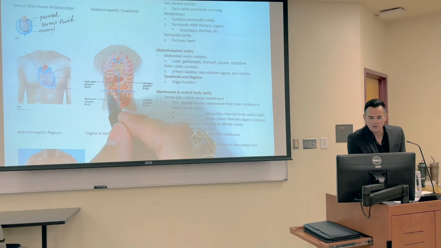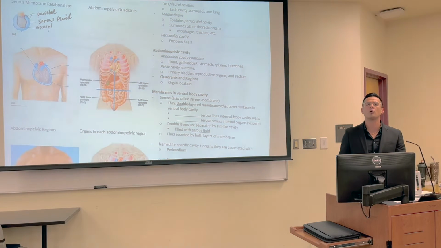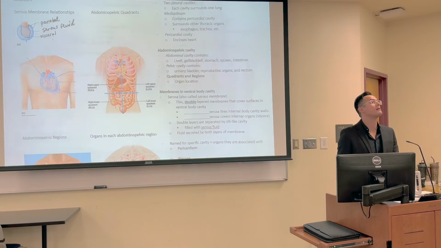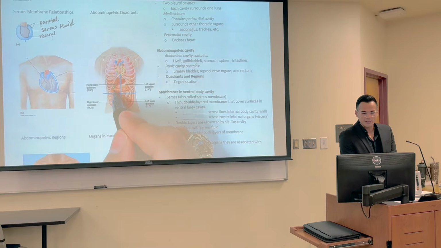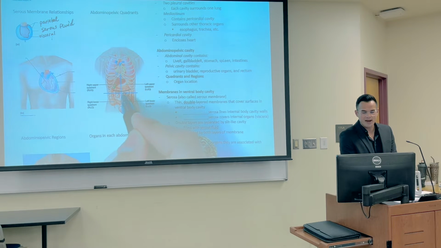What structure is going to help distinguish between the upper versus the lower quadrant? What was that? The large intestine? Yes, the large intestine or the colon. So specifically, this is known as the transverse colon right here. Once you get past the transverse colon, that's when you get into the lower quadrant.